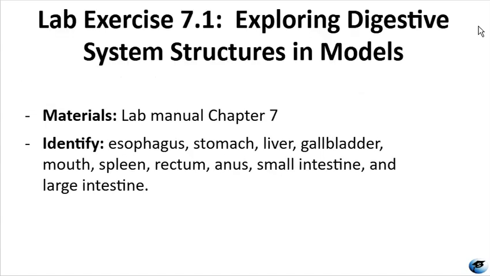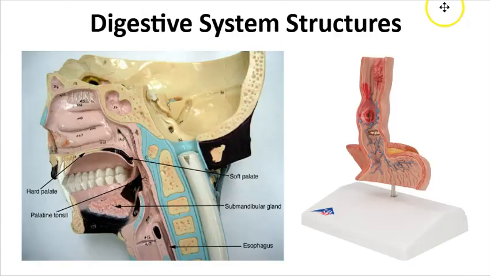The lab exercise 7.1, you're again going to use anatomic models to identify the esophagus, stomach, liver, gallbladder, mouth, spleen, rectum, anus, small intestine, and large intestine. So you have some examples here of anatomical models of the digestive system.